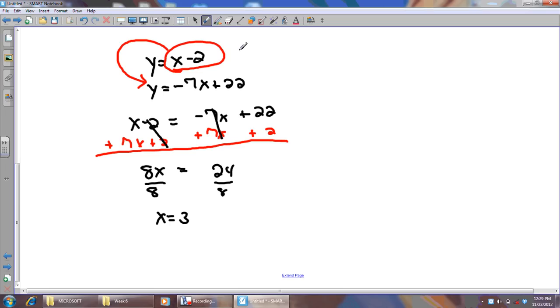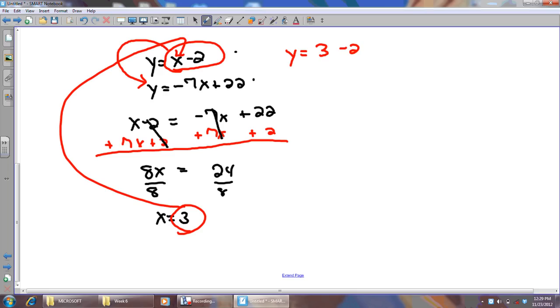Now I pick one of these original equations, either this one or this one, and I plug 3 in for x. I substitute it back in. Pick the one that's easier. I'm going to take this 3 and put it in for x right there. So we get y equals 3 minus 2. Therefore, y equals 1. So my solution to this system is (3, 1). Okay, pretty simple stuff. By the way, notice I wrote it as a point. See if you can think about why I wrote it as a point. See if you can tell me tomorrow.